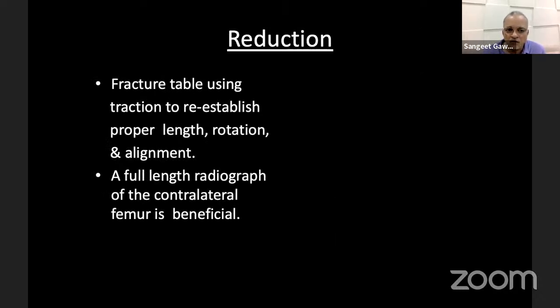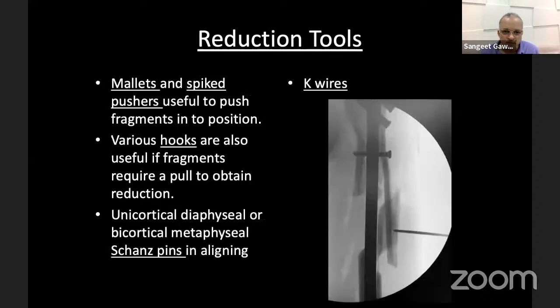Most often on a fracture table, you can re-establish the proper length, rotation, and alignment by checking the opposite knee or the medial malleolus, or using imaging of the opposite femur. A full length radiograph of the contralateral femur is beneficial when we are equalizing the limb length in the presence of comminution. The reduction tools which are helpful, mallets or a spike pusher, are useful to push the fragment closer to the nail.